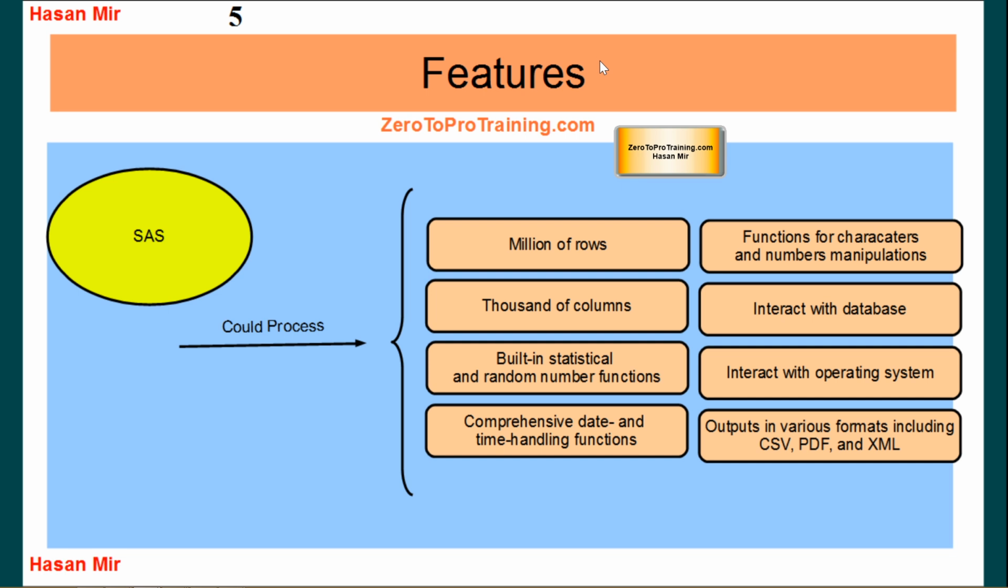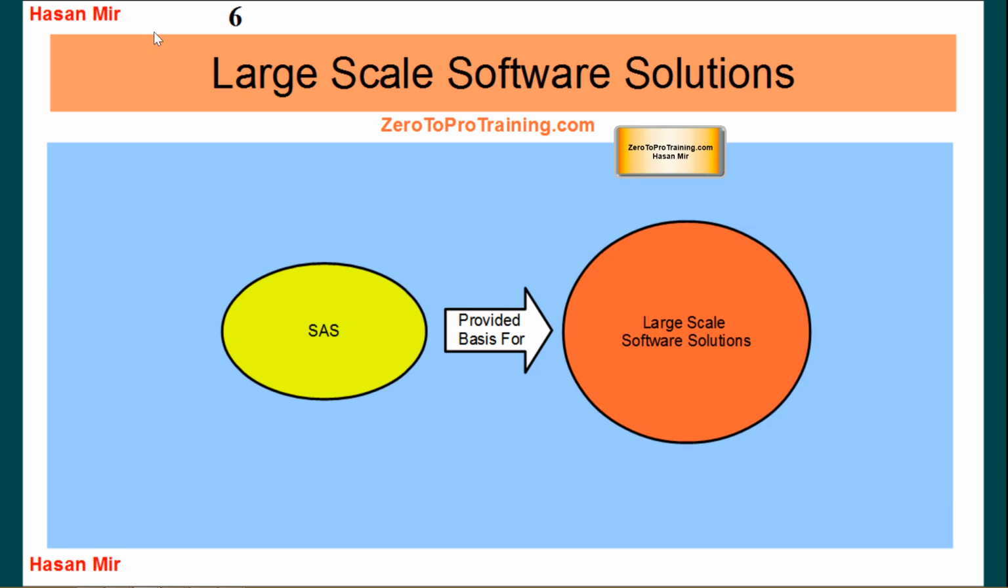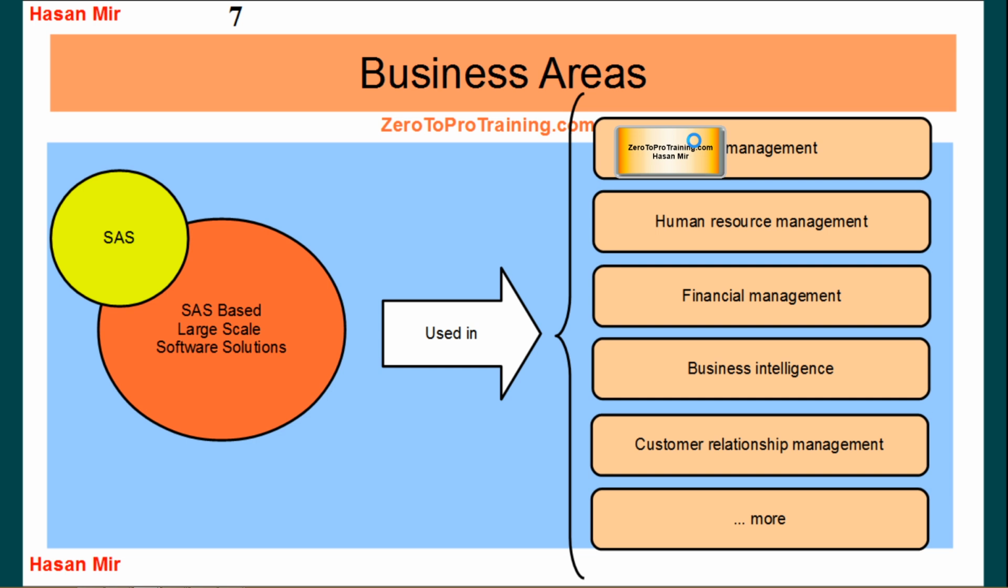PDF, and XMLs. So based on SAS, large-scale software solutions have been produced, and they are used in different business areas, including IT management, human resource management, financial management, business intelligence, customer relationship management, and so on.